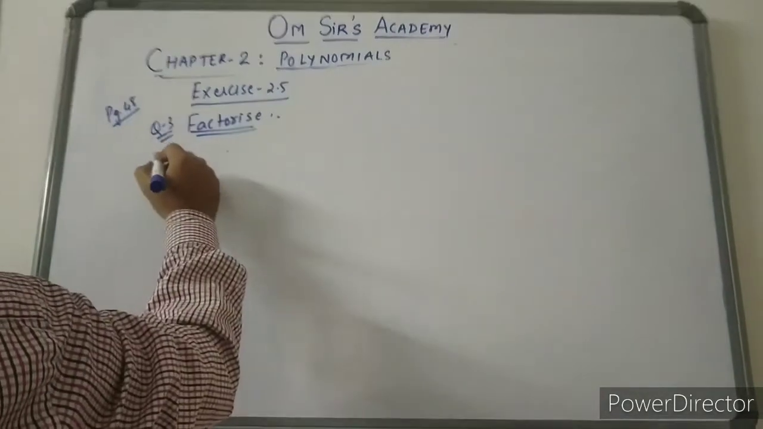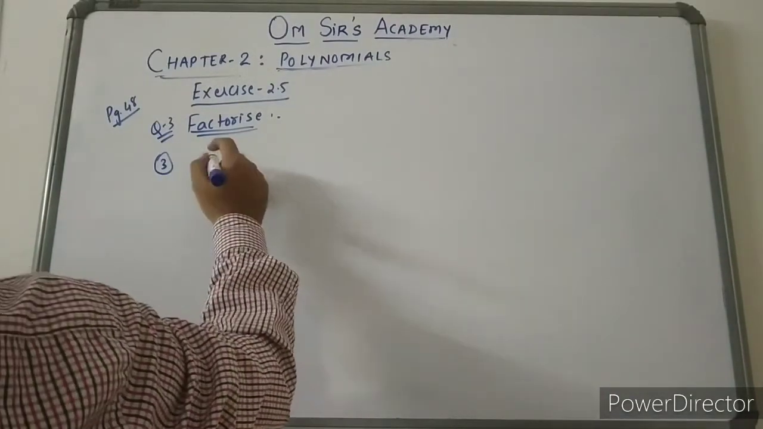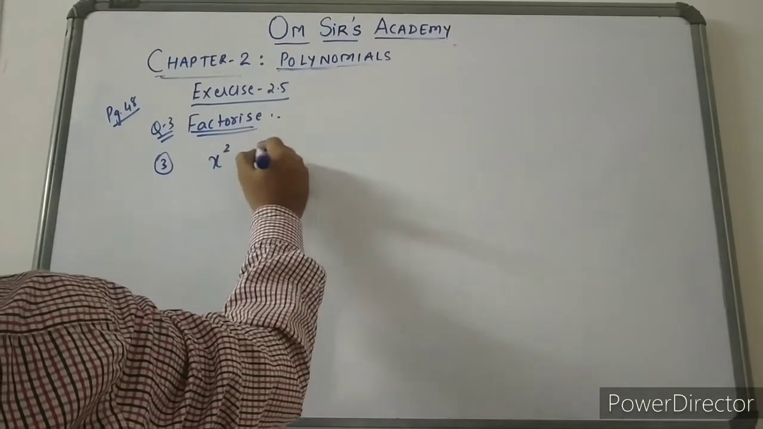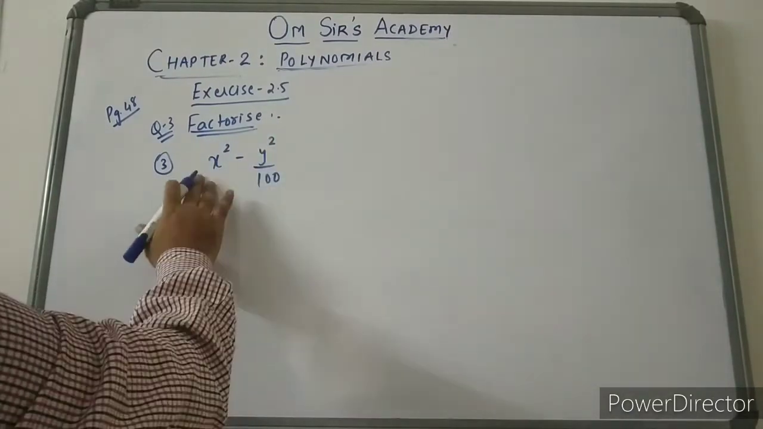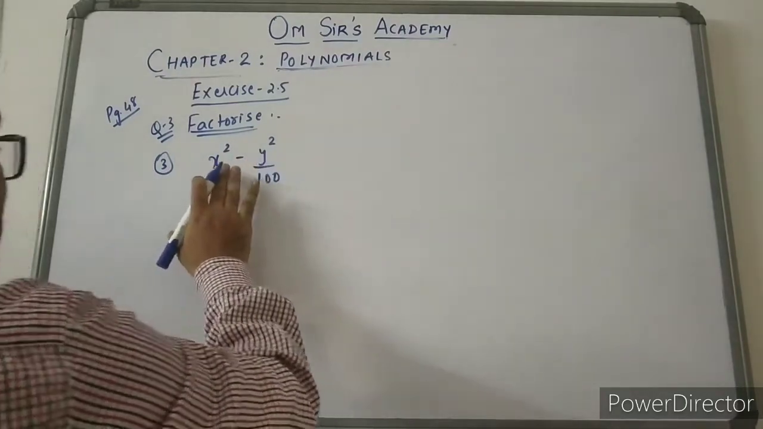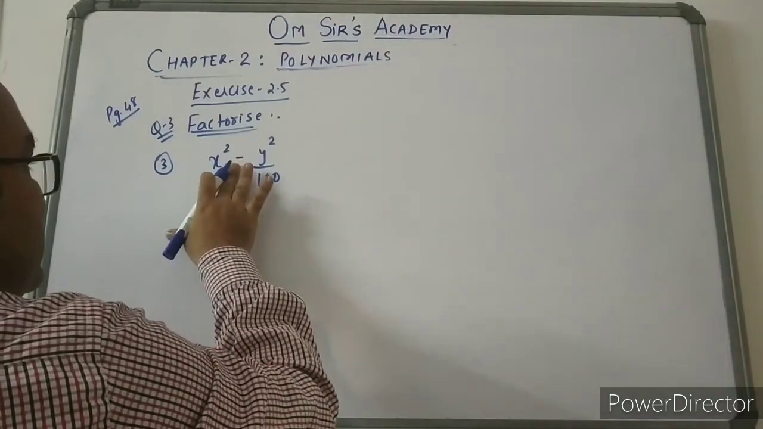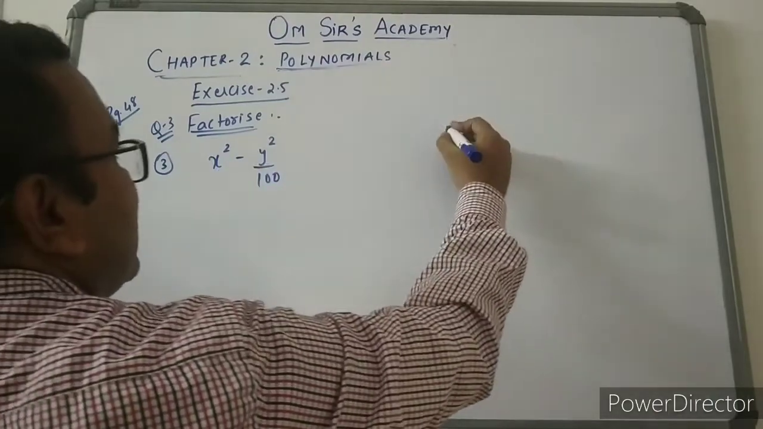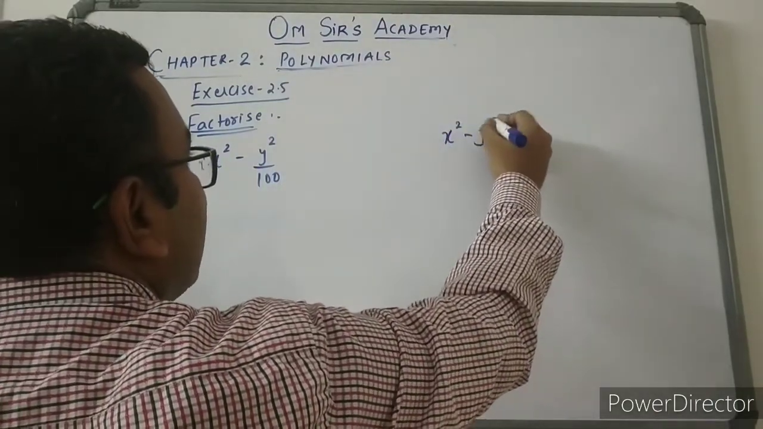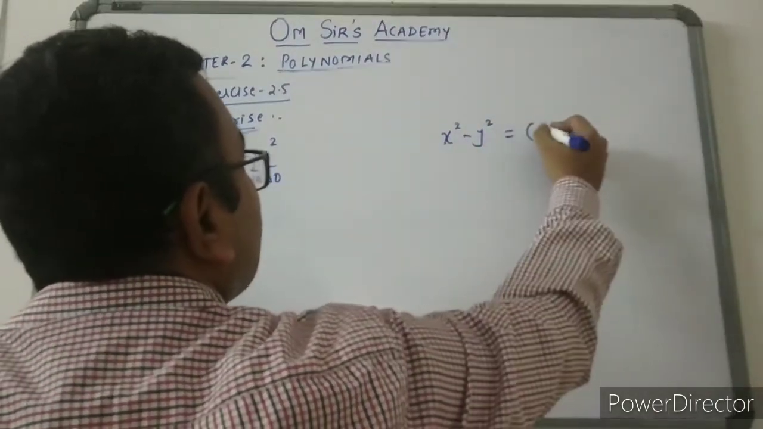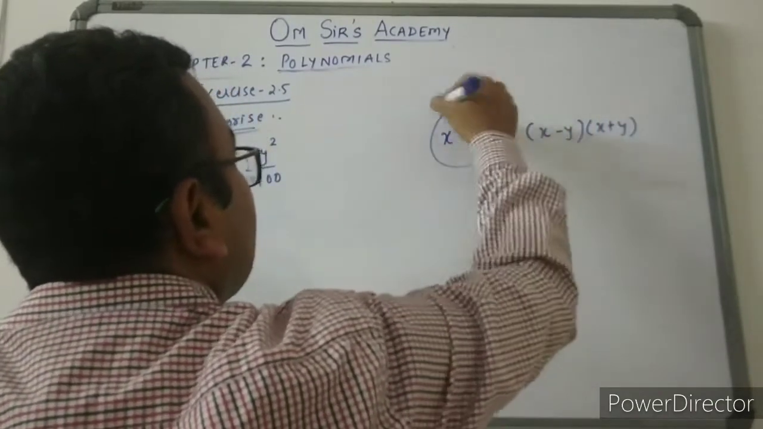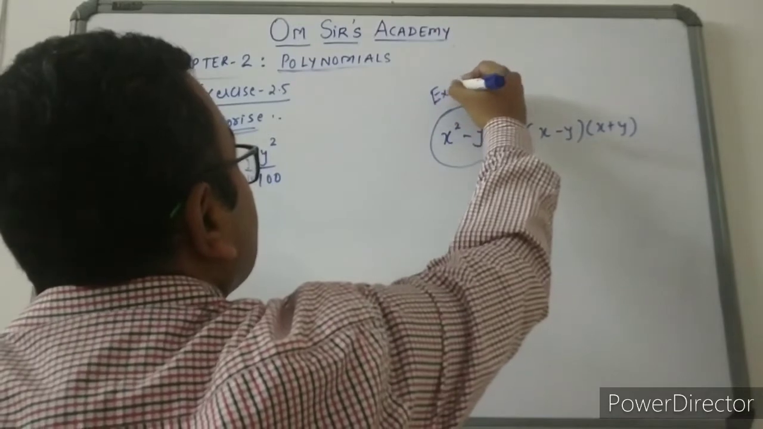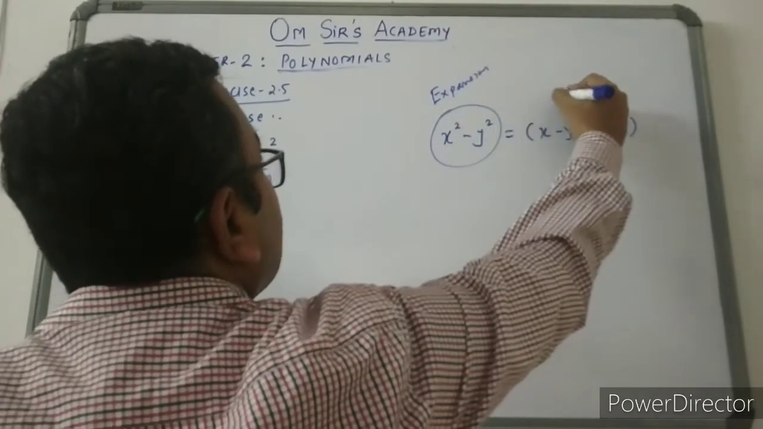Question 3, third sum, that is x square minus y square upon 100. Now see, here the first and last terms are perfect squares, and in between there is a minus sign. So there is an identity like this, x square minus y square. What is the solution of this? (x minus y) and (x plus y). So this was my expansion, and these are my factors.